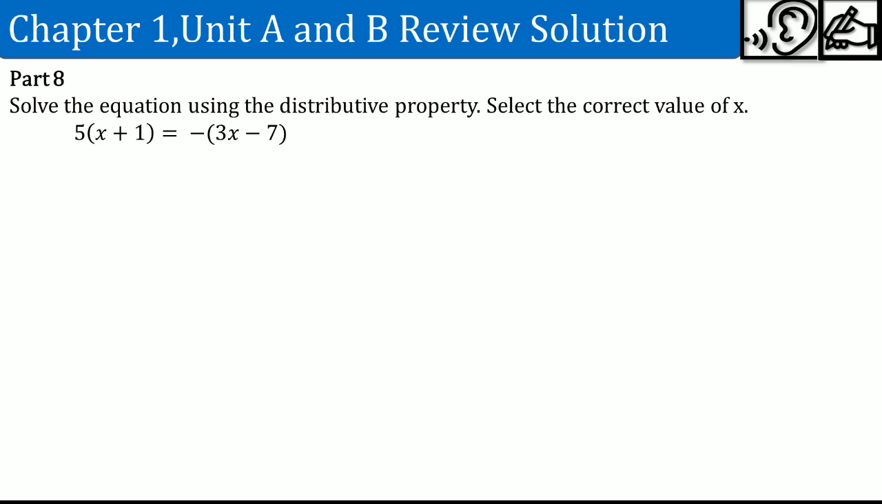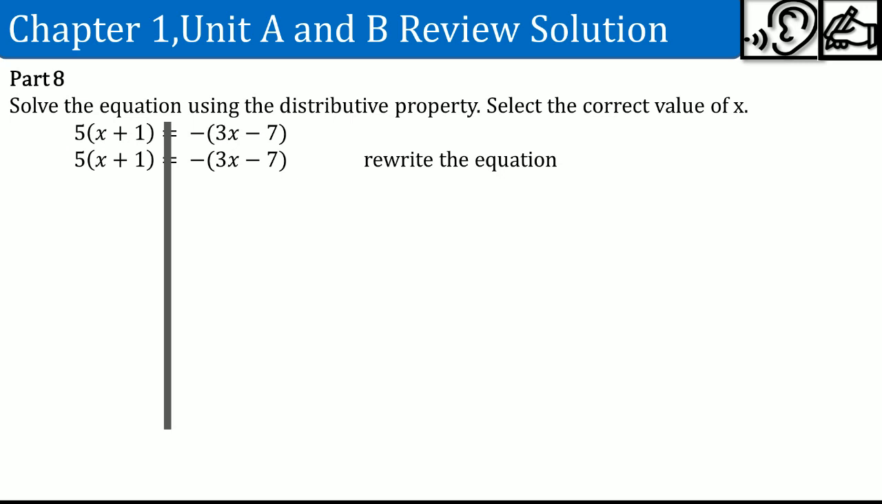Part 8. Solve the equation using the distributive property. Select the correct value of x. This is a multiple choice question. I'm going to rewrite the equation and draw the line straight down. I see parentheses on the left-hand side and the right-hand side, so I have to distribute. Please understand that there's actually a negative 1 in front. Sometimes you just see a negative. It's really a negative 1 in front of the parentheses.